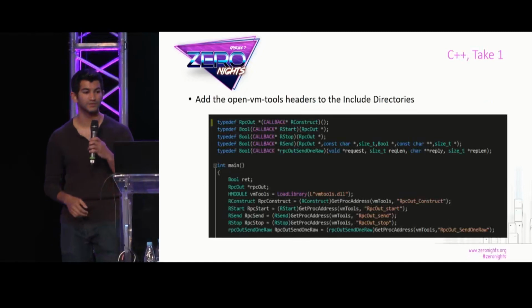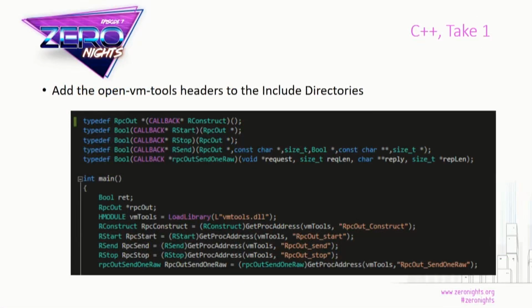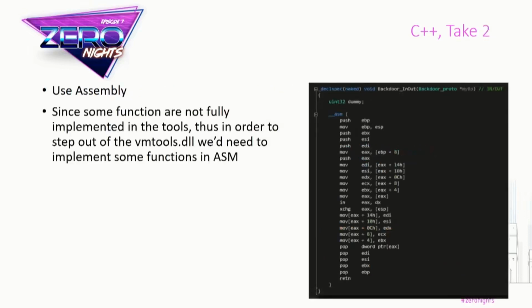So the first thing we attempted was basically just using OpenVM Tools, adding it to the include directories, and then just calling LoadLibrary on vmtools.dll, and then repeatedly calling GetProcAddress on the various functions we need, which kind of works, but as I mentioned, there's some functions in VM Tools that are implemented that aren't available through OpenVM Tools. In order to get those, we end up having to use raw assembly, which does work, but it's just kind of an extra pain, and if we're having to implement raw assembly, why not do something else entirely?